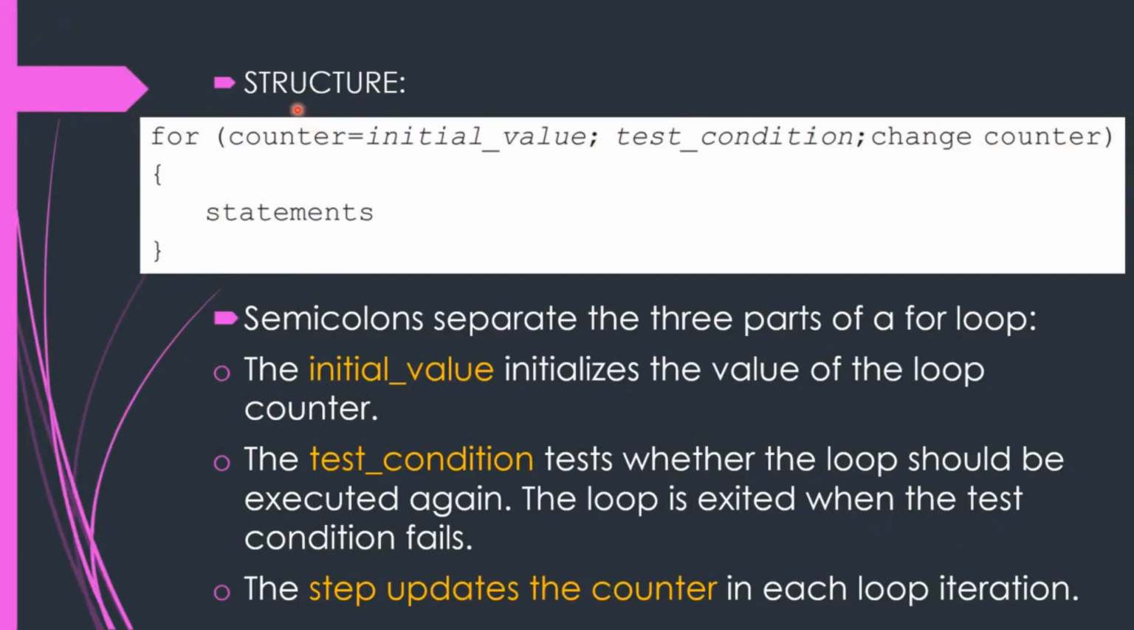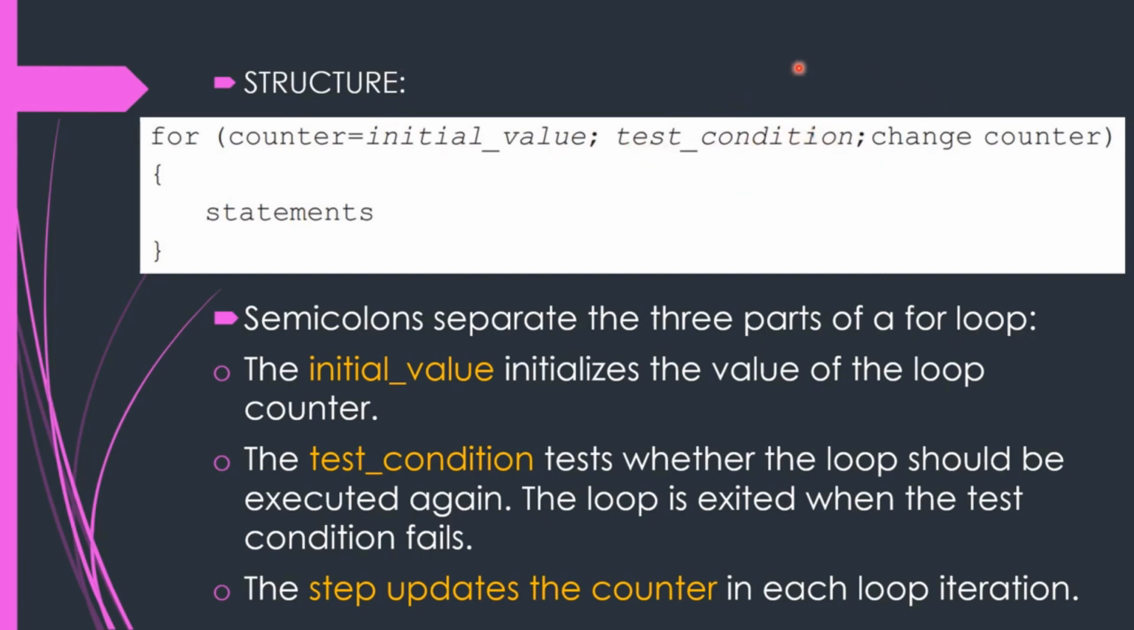The structure of for statement. First of all, we will write the keyword for, and in the round bracket we have to write this. What is this? This is basically the part of the loop, and these are basically three parts. Let us discuss them. The semicolon separates the three parts of a for loop. As you can see here, we have used two semicolons to separate the three parts of the loop.